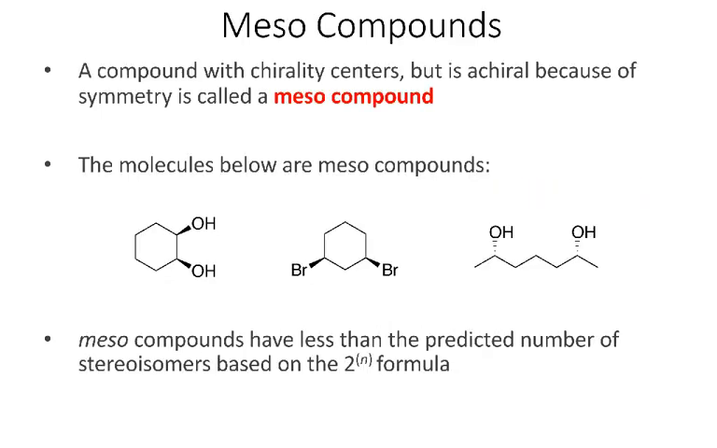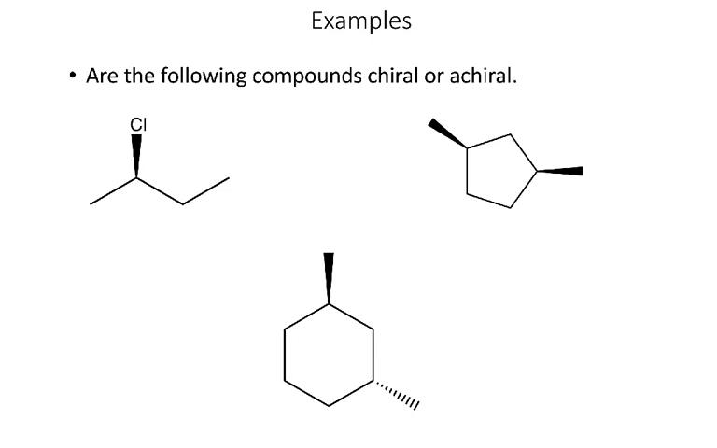All right, so this slide may be a little bit redundant, but we can go ahead and go through it. Right, a compound with chirality centers, but it's achiral because it has symmetry, is called a meso compound. And so all of these are examples of meso compounds, right? This one has two chirality centers, but has a plane of symmetry here, so it would be meso. Again, two chirality centers, but a plane of symmetry here, so it would be meso, right? Again, two chirality centers, but we have a plane of symmetry here.